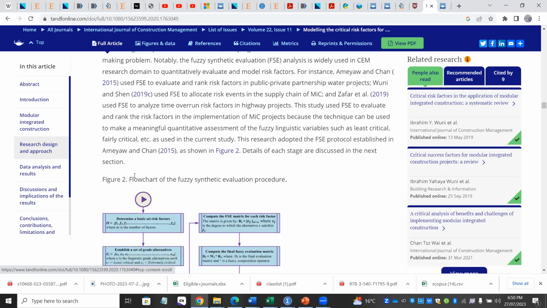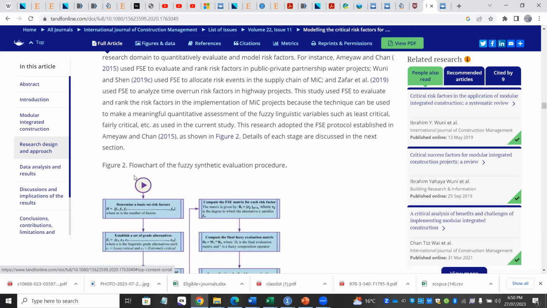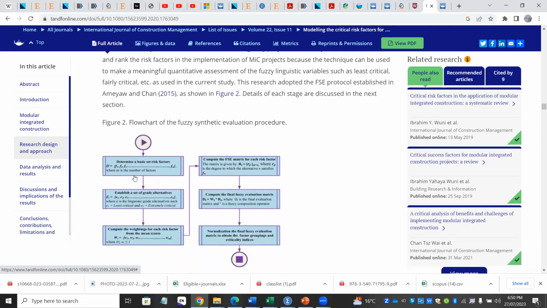So they use Akomea-Frimpong. And this is how Akomea-Frimpong sets their work. To them, first you need to determine a basic set of risk factors. So if you are dealing with risk factors, in other words, determine your variables, determine your factors, just as we did with the literature review and the factor analysis. So that's the first step. Then the second thing is to establish a set of grades of alternatives. In other words, help us to know the linguistic values of the things. So we know the factors. So what are the linguistic variables or values of that?